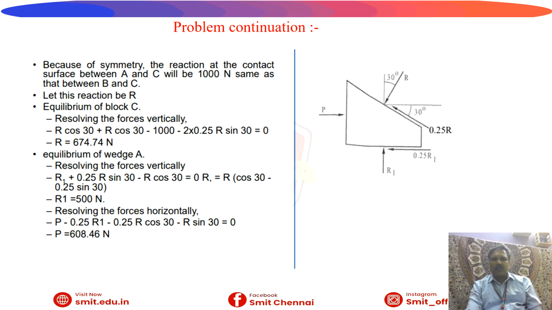Again taking the block C, resolving the forces vertically, we will get R cos 30 degree plus R cos 30 degree minus 1000 minus 2 into 0.25 R sin 30 degree equal to 0. Upon simplification, you will get R equal to 674.74 Newton.